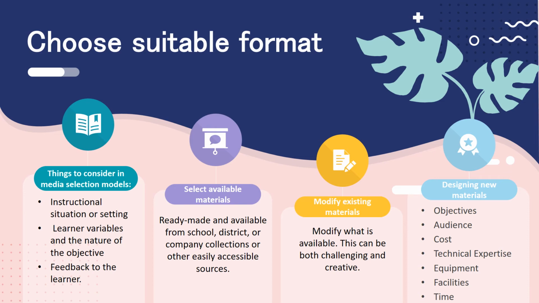Things to consider in media selection models: instructional situation or setting, for example, a large group, small group, or self instruction. Learner variables: a reader, non reader, or auditory preference, and the nature of the objective, whether cognitive, affective, motor skills, or interpersonal, must be considered against the presentational capabilities of each of the media formats. Some models also take into consideration the capability of each format to give feedback to the learner.